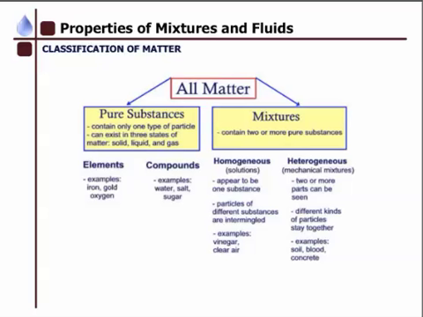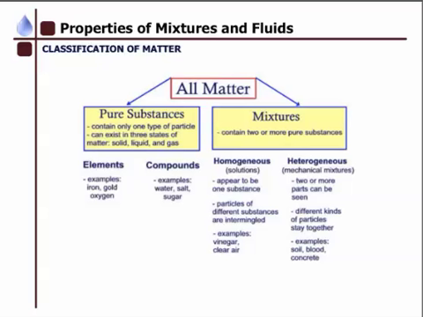For example, elements are iron, gold, and oxygen, and they cannot be broken down anymore. An elemental particle is an elemental particle, and that's all it is. Whereas compounds, for example, which are water and salt and sugar, can be broken down into their elemental particles. So though they are a particle in and of themselves, they can still be broken down.